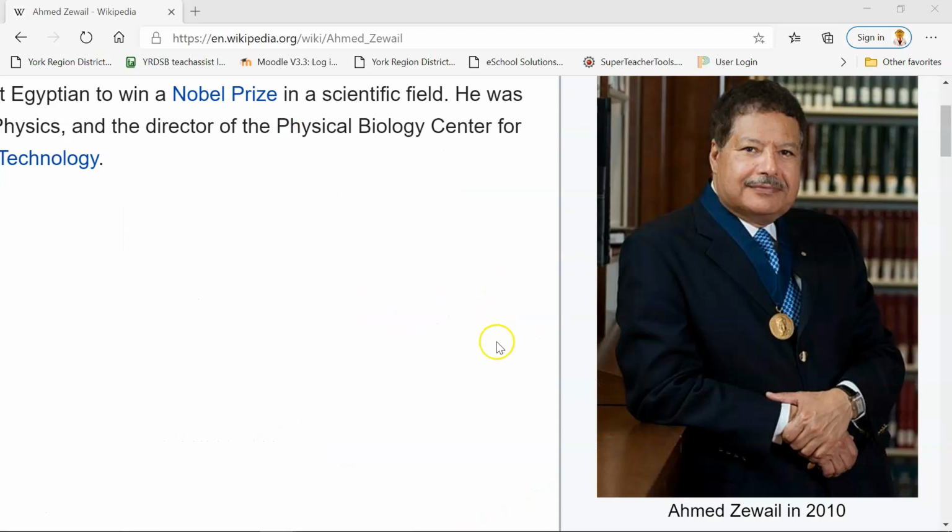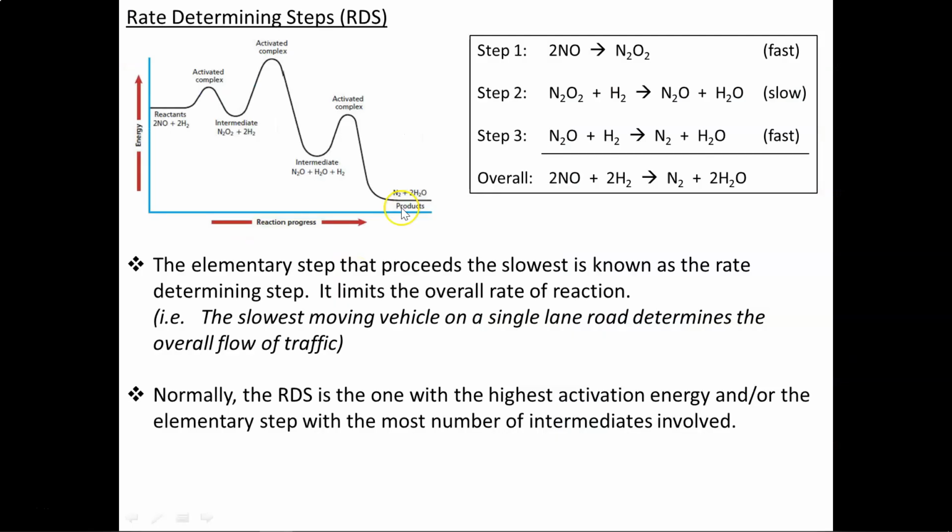Pretty ingenious stuff developed by Ahmed Zewail, who was an Egyptian chemist. He actually won a Nobel Prize for his research into this and developing femtotechnology and the field of femtochemistry. So, using femtochemistry, we are able to get a better picture of how a chemical reaction progresses over time.